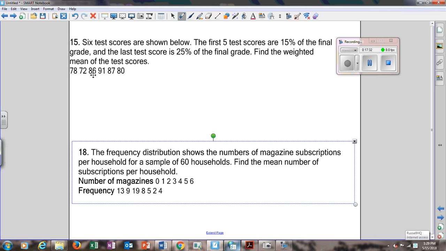Six test scores are shown below. The first 5 scores are 15% of the final grade. The last score is 25% of the final grade. Find the weighted mean of the test scores.